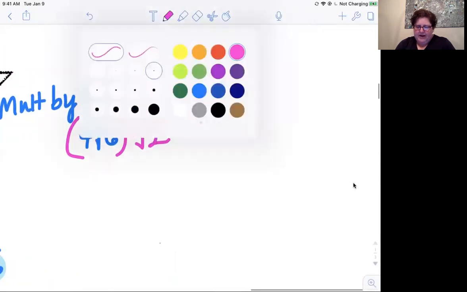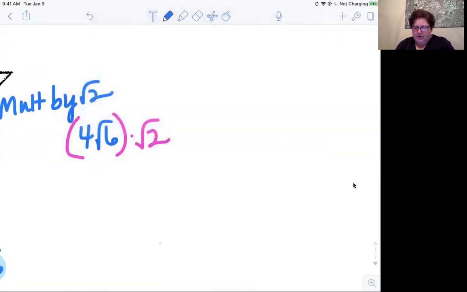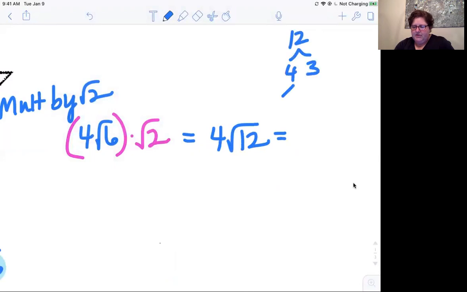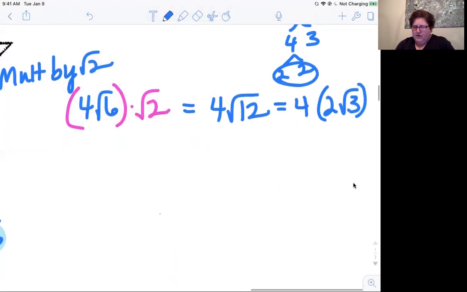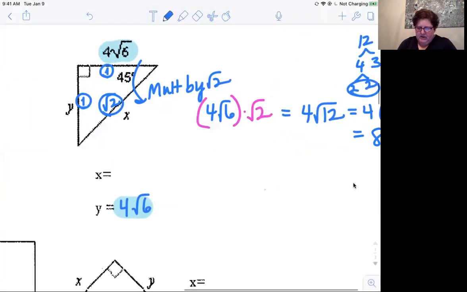So we're going to do some radical practice because I want to make sure that we're good with being able to simplify that. So 4 square root of 12, the square root of 12, that's 4 and 3 and 2 and 2. So that's 4 times 2 root 3 or 8 root 3. Okay, so that looks a little bit weird because it's not as easy to tell that it's still the ratio of 1, 1, 1 root 2.